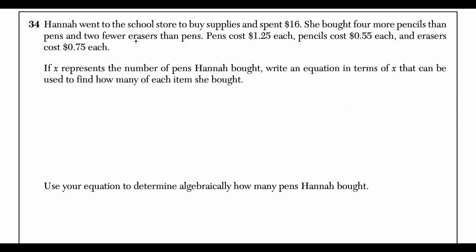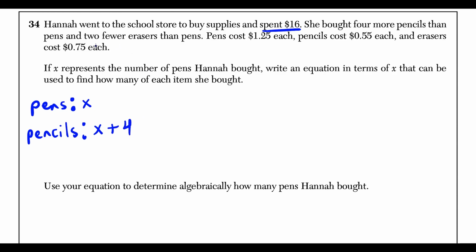Question 34 is very wordy, but we're told Hannah goes to the store and she spent $16 on school supplies. And here's where we start defining variables. She bought 4 more pencils than pens and 2 fewer erasers than pens. So right away for this, I'm thinking, all right, I'm going to let pens be modeled by X. And then I start doing everything else. So then pencils, if we reread this again, for pencils, she bought 4 more pencils than pens. So that means pencils, if there's 4 more pencils than pens, we could call this X plus 4.